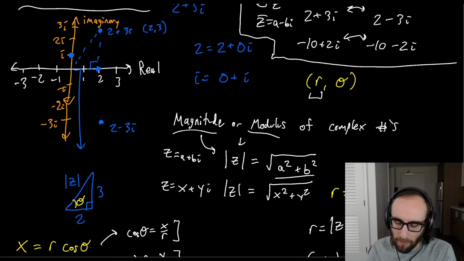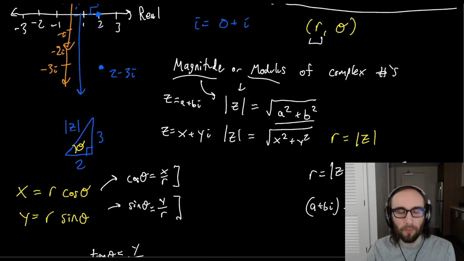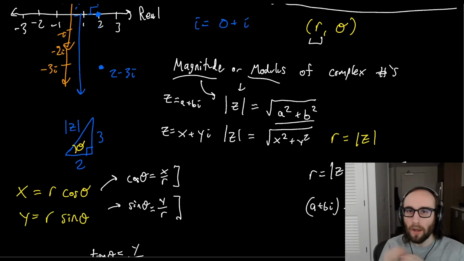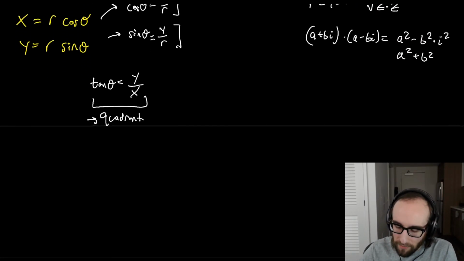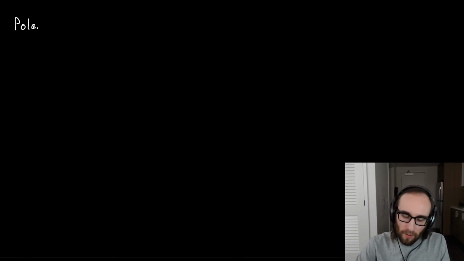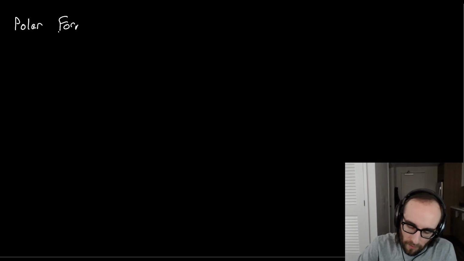Here we looked at complex numbers on a plane. We talked about, from the plane, using a triangle, how we can find r and theta. Another way to find these values, or to write these values down, is to write down complex numbers in polar form. So we're going to look at the polar form of complex numbers.